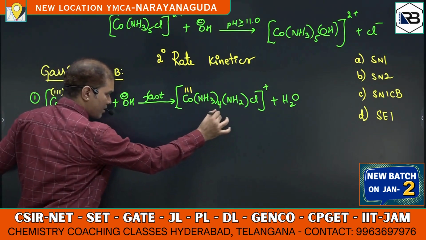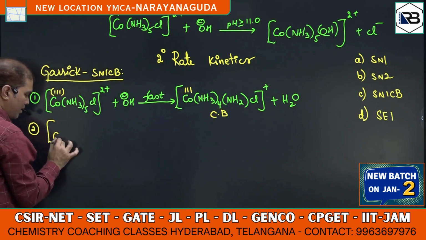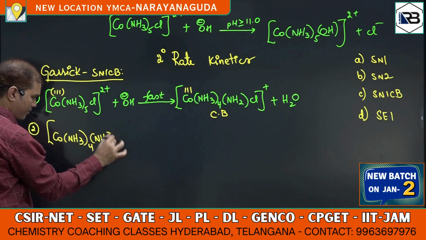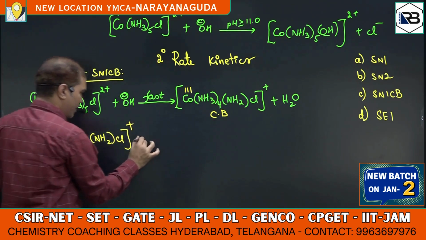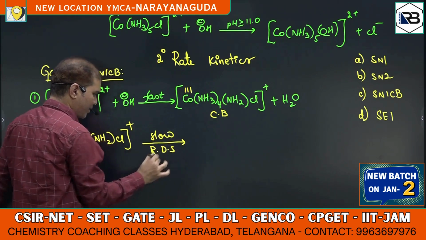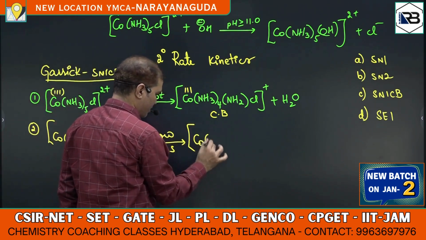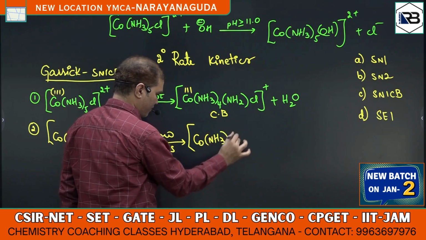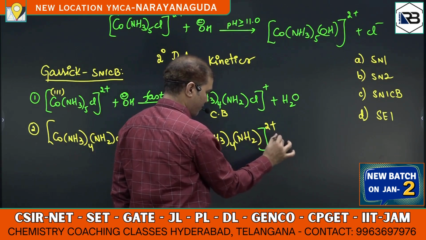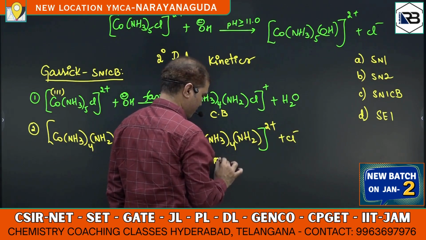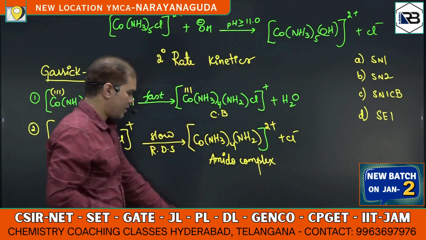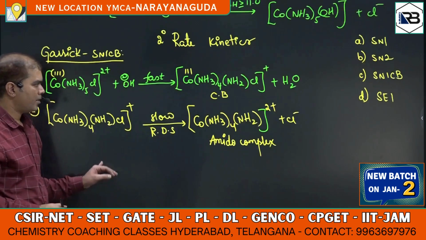Whatever conjugate base is formed is going to react in the second step. And this conjugate base is reacting in a slow step, therefore it should be the rate determining step. In this slow step, it is losing chloride to give a 5-coordinate amido complex intermediate.